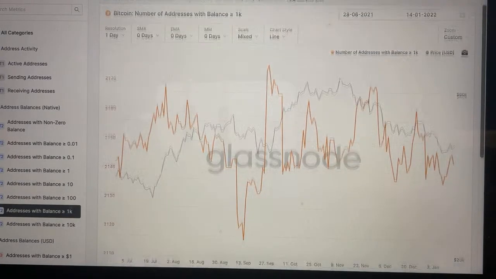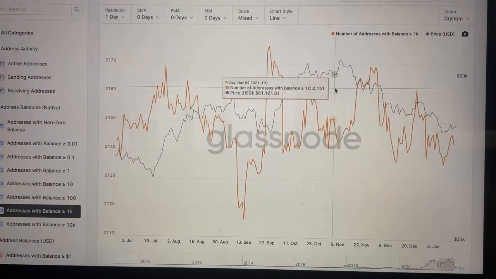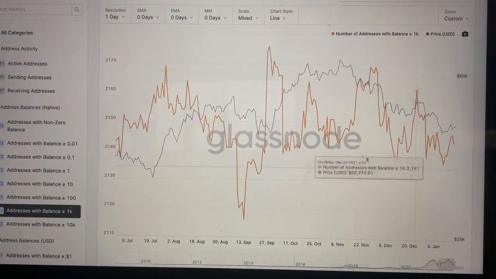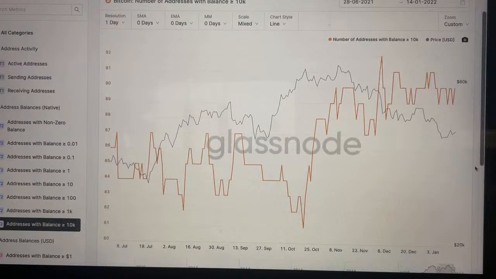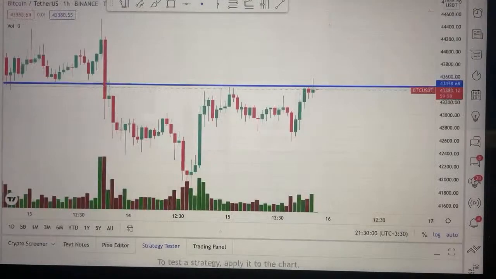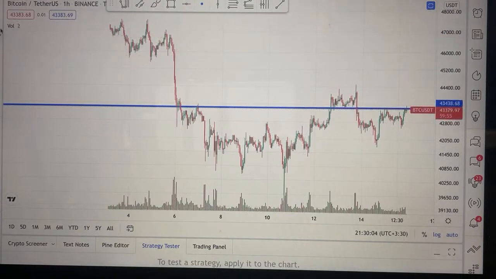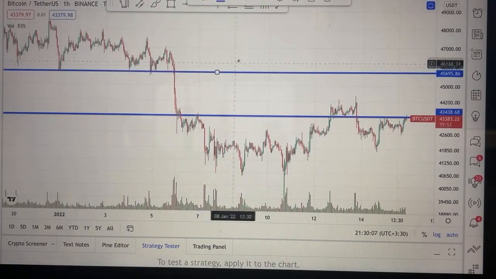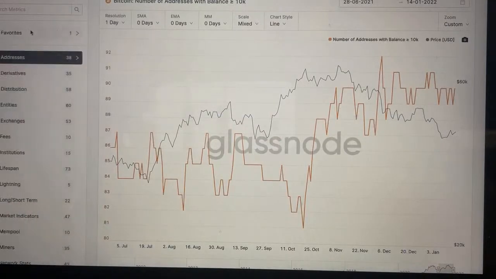And also wallets with more than 1,000 Bitcoin, they are not doing anything special since the correction began. So not really special. Wallets with more than 10,000 Bitcoin, they are not doing anything since we had the correction in the cryptocurrency market. So these data are telling me that we are going to see some rejections from $46,000. Okay, this is my analysis about Bitcoin, and we can check more and more data.